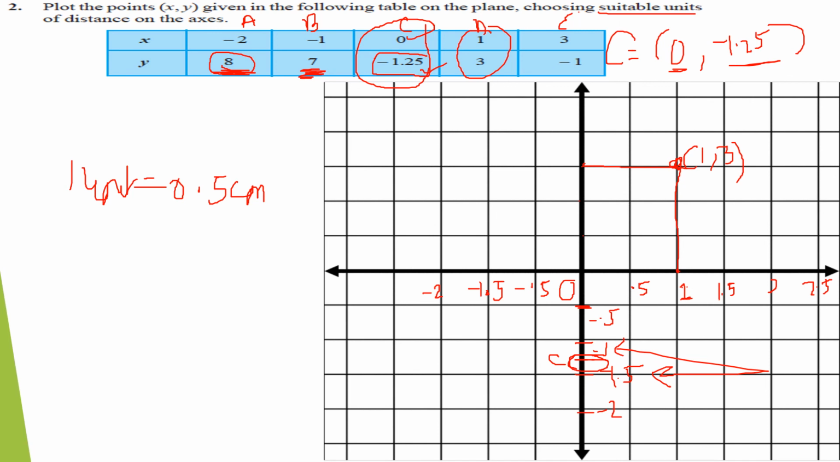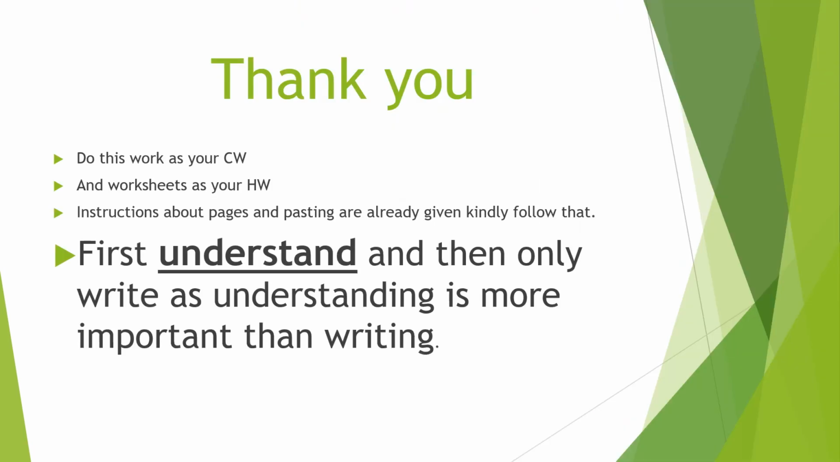Okay. So I hope everything is clear to you. This chapter is very simple. You can try going through the NCERT material, and you will get everything very easily. Tomorrow I will be giving you some questions, and this chapter will be over. Thank you. Have a nice day.